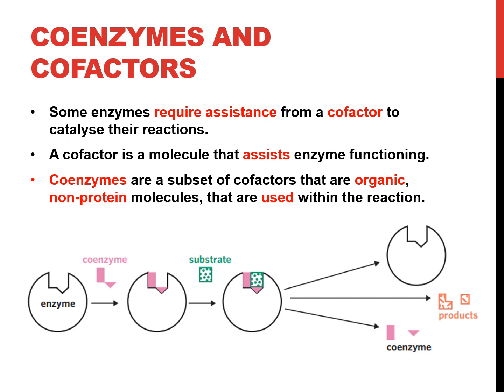We also have cofactors and coenzymes, which also exist. Some enzymes require assistance from a cofactor to catalyze their reactions. A cofactor is a molecule that assists in enzyme functioning. Coenzymes are a subset of cofactors. So coenzymes are organic, non-protein molecules, and they're used within the reaction. So they're used up, unlike the actual enzyme, which can repeat the process, depending on whether it's catabolic or anabolic.